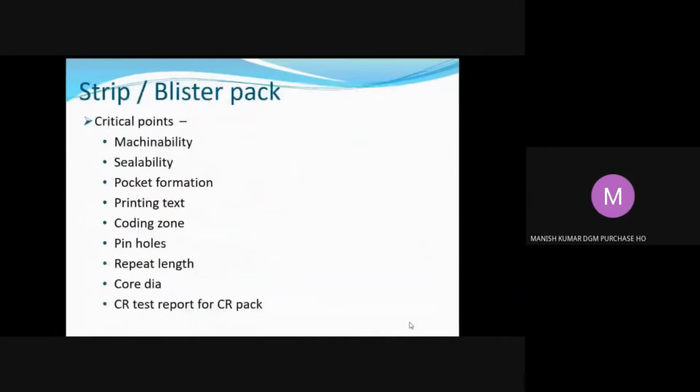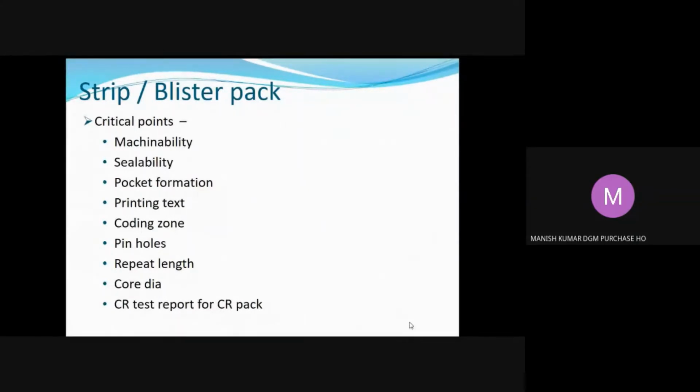And printing text, the backside, what is the printing and text matter? Is it coming as per your artwork? The coding zone, you should provide the coding zone so that batch coding can be printed, manufacturing and expiry date can be printed. So those are the compulsory things. And you have to check the pinholes. There should not be any pinholes in your blisters.